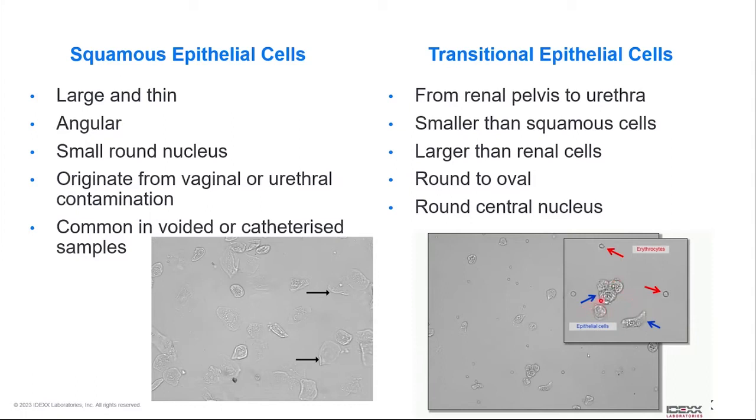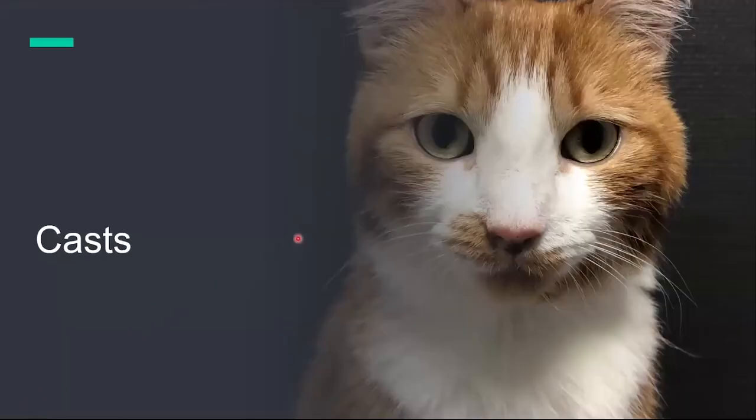So wouldn't it be nice if there were big arrows pointing out what each cell was? Well, actually, if you have a SediVue, it uses artificial intelligence to do that for you. But it's always good to review that with the human eye. So that's a brief overview of epithelial cells, which you're likely to see in urine samples. And I now want to move on to casts.